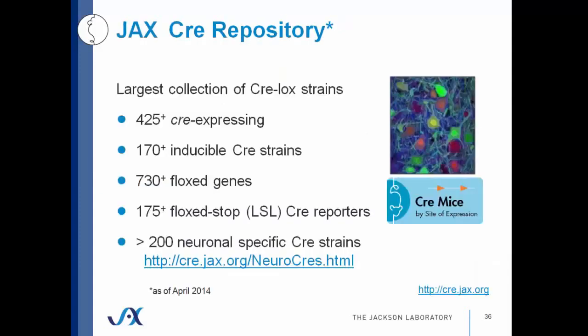So here at The Jackson Laboratory, we have the largest selection of Cre-lox mouse strains available in the world. Going back to April 2014, we have over 425 strains that express Cre. Of those, 170 plus are inducible. We have over 730 strains that carry some sort of flox gene, and more than 175 strains that have a loxP-flanked stop cassette that can be used as a Cre reporter. And then we also have more than 200 that have neuronal-specific Cre expression, and you can go to that link right underneath there to get a list of those strains if you're interested in neuronal expression of Cre recombinase.